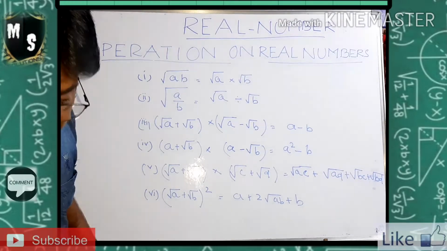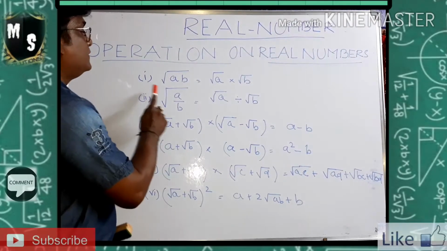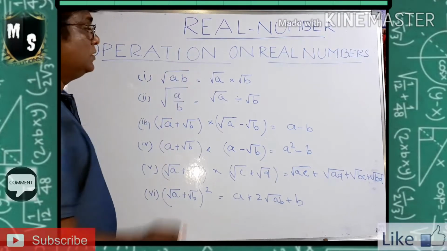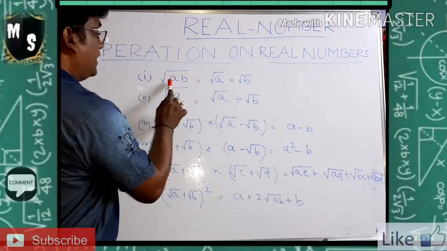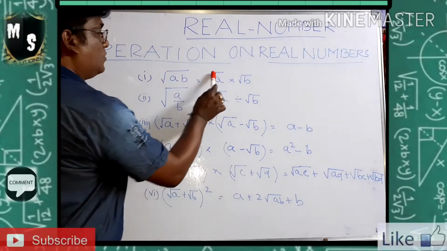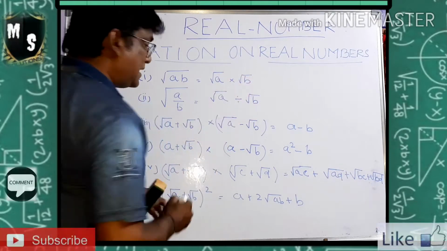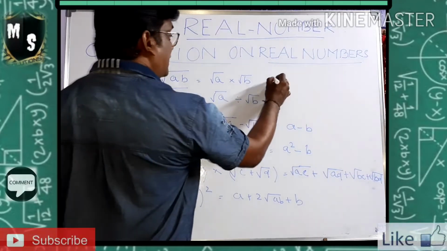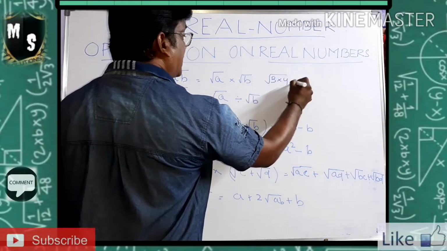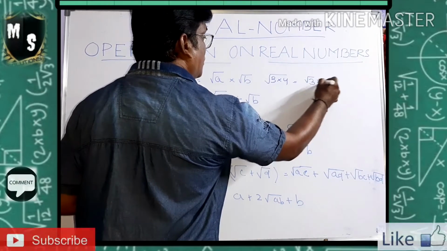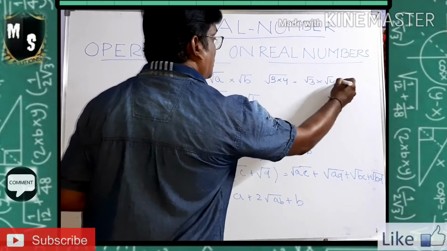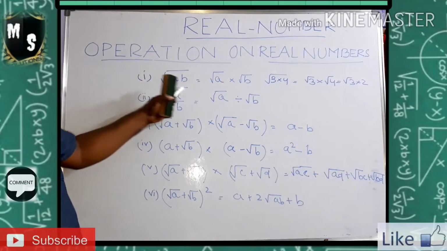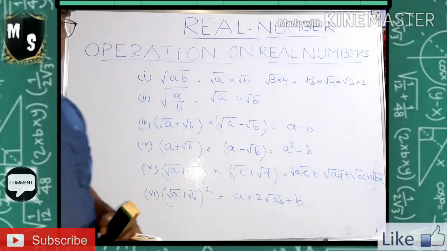I wrote some formulas for you here. See, what is formula number 1? If two numbers are multiplied under a square root, we can write square root of a into b is equal to square root of a into square root of b. I am giving an example on the side so you can understand nicely. If I write the square root of 3 into 4, I can write root 3 into square root of 4, that is equal to root 3 into 2, or 2 root 3. Directly we can apply the formula to do the sum.